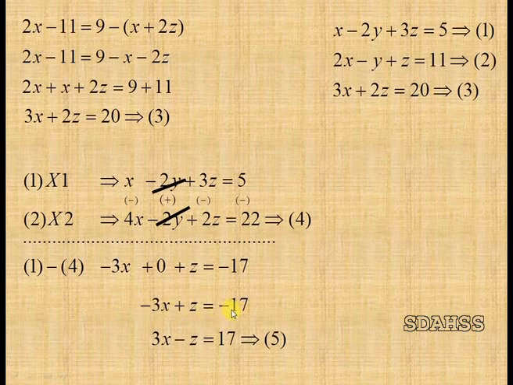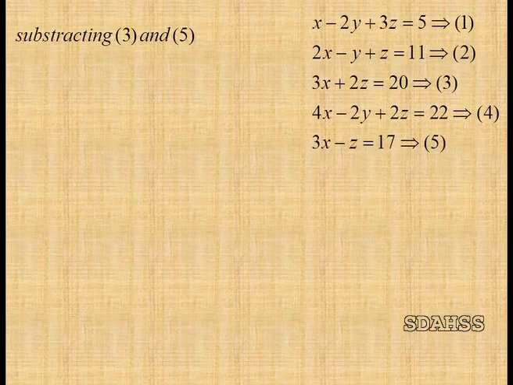Multiply the whole equation by minus sign. If you multiply the whole equation by minus sign, minus becomes plus, plus becomes minus. So you have 3x - z = 17. Mark it as fifth equation. Now we got 5 equations. Now subtracting the third and fifth equation.